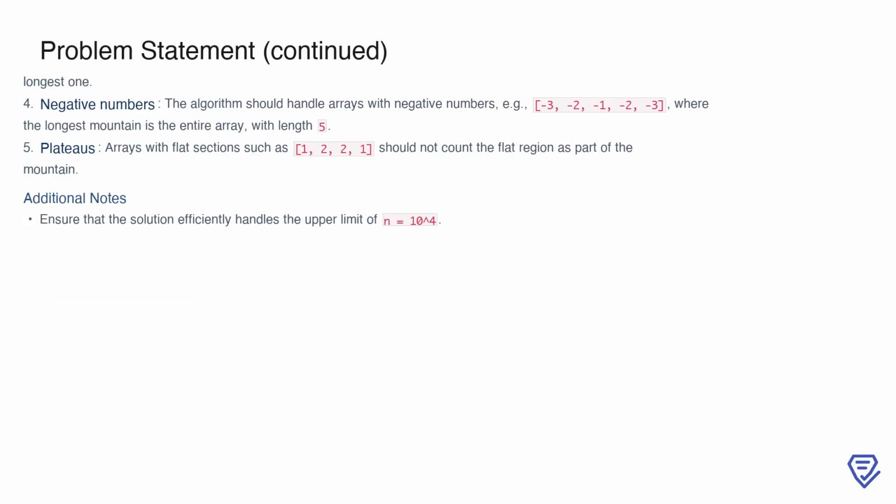Finally, there are a few edge cases to consider. For example, if the array has a length of 1 or 2, such as 1 or 1, 2, it's impossible to form a mountain, so the output should be 0. Similarly, flat or monotonic arrays, like 1, 1, 1, or 1, 2, 3, don't contain a peak and should also yield an output of 0.